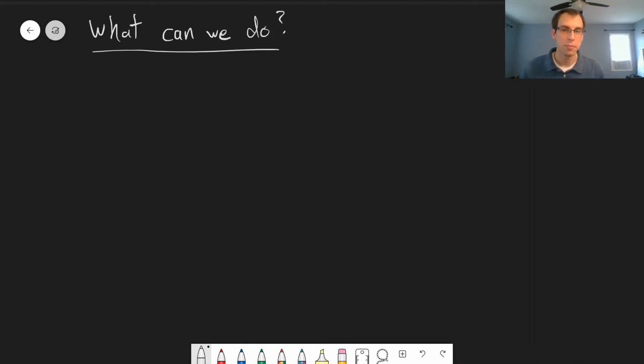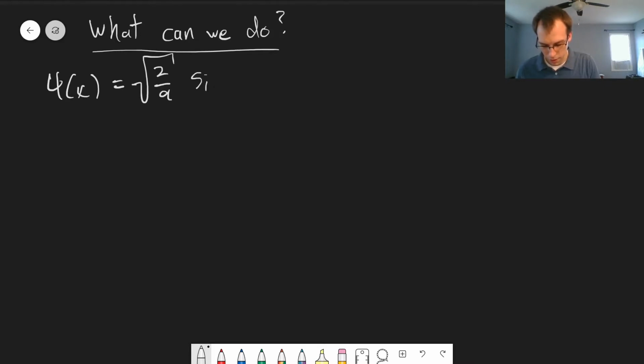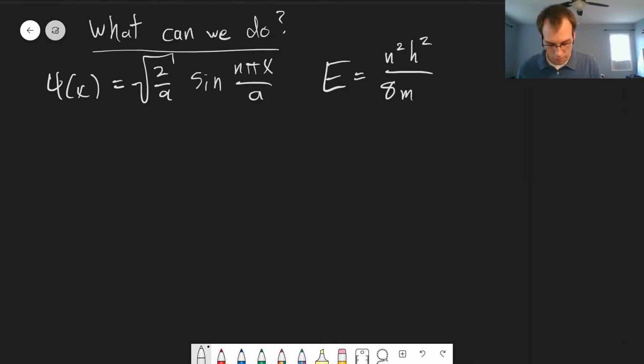So we now have the complete solutions for the particle in a box. We know that the wave functions, the eigenfunctions of our system, are given by this set of equations, right? Sine n pi x over a with the normalization constant square root of 2 over a in front. And we know the energies of the system, E equals n squared h squared over 8m a squared. And so we've solved the Schrodinger equation. This is what we do in quantum mechanics.